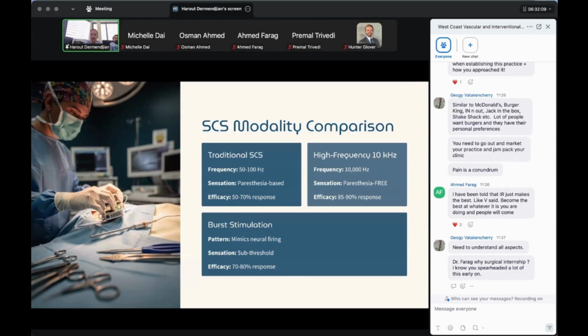Okay. And so now there are different types of spinal cord stimulator modulation, right? There's a traditional one, which is paresthesia based, the original version. So low frequency, 50 to 100 hertz. This type of spinal cord stimulator creates paresthesia, essentially that rubbing sensation, to mask the pain that they're feeling, the burning pain.